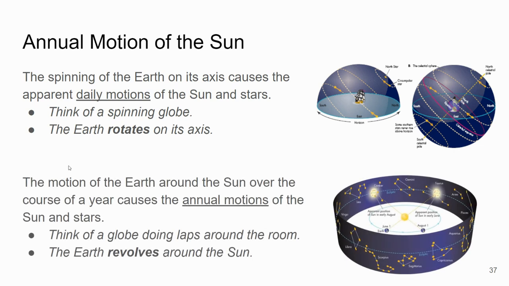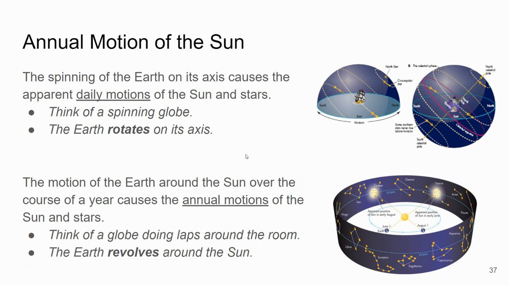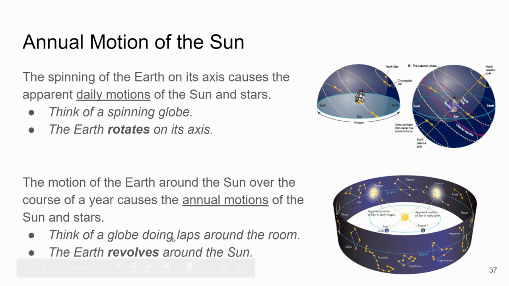There are other motions, they're called the annual motions of the sun and stars. And these are due to the fact that the Earth is actually going around the sun. So, yeah, you can think of the daily motions and the celestial sphere. It gets a little more complicated when you're thinking of the annual motions. So the word for this is revolution, revolving. So we say the Earth revolves around the sun. The Earth rotates on its axis, but it revolves around the sun.